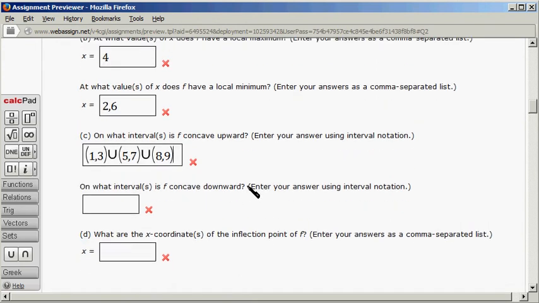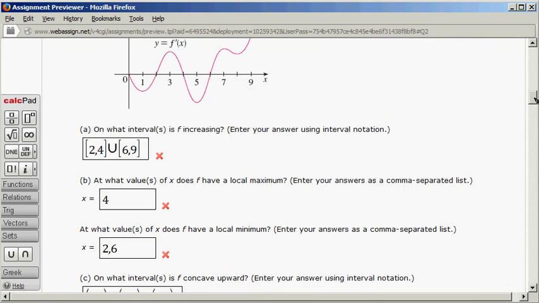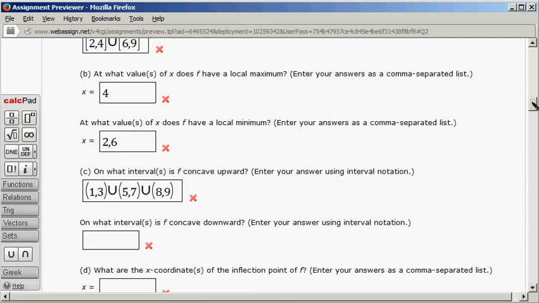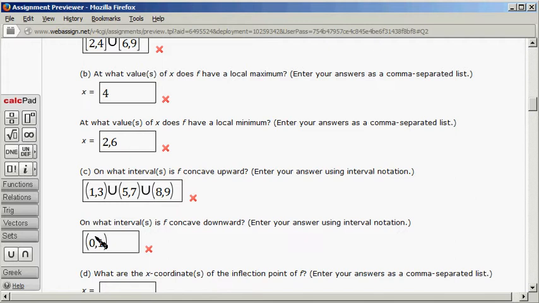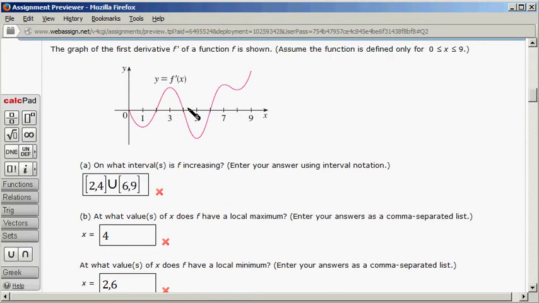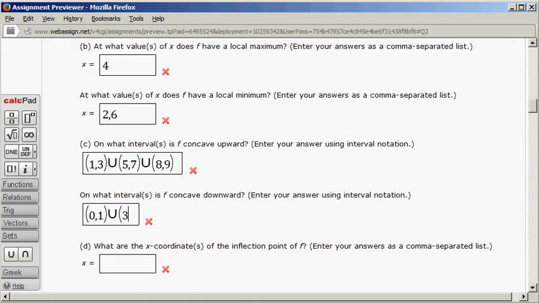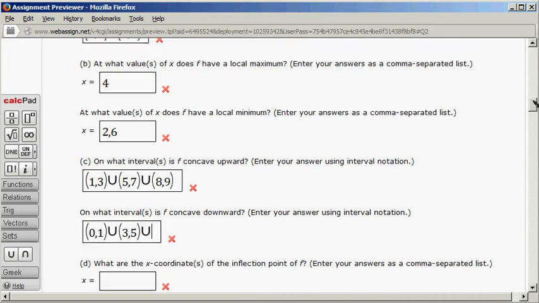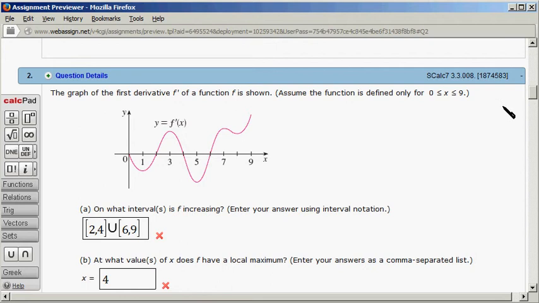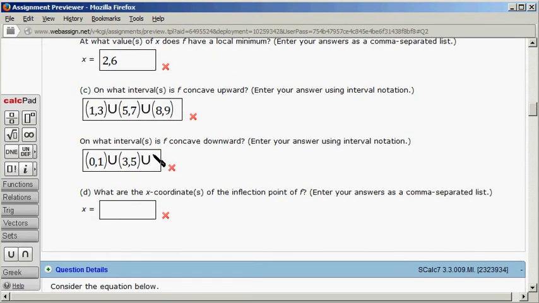Concave downward is the other places. So it's decreasing from 0 to 1, and also decreasing here, 3 to 5, and the last one is decreasing, 7 to 8.